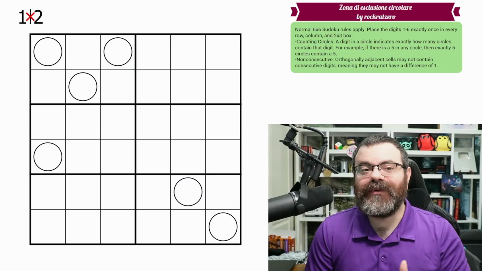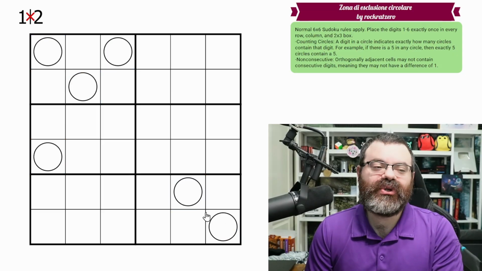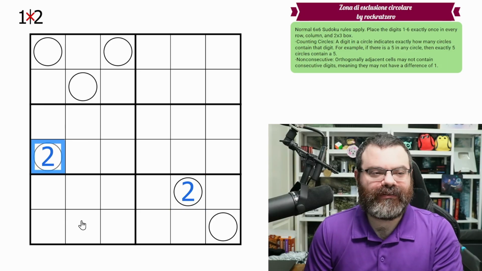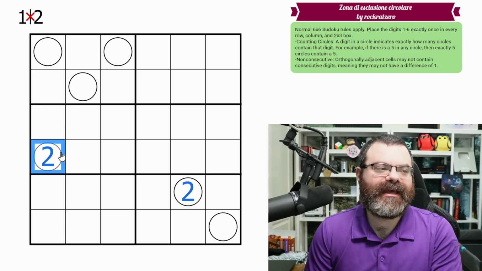So that's a really weird way to say it, but if a 2 appears in the circle, for example, that means there are exactly 2 2s in the circle. So we can't put a third one and we can't omit one, right? If there is a 2. If there's no 2s, then there's no 2s, and that's fine. But if a digit appears, it appears that number of times.